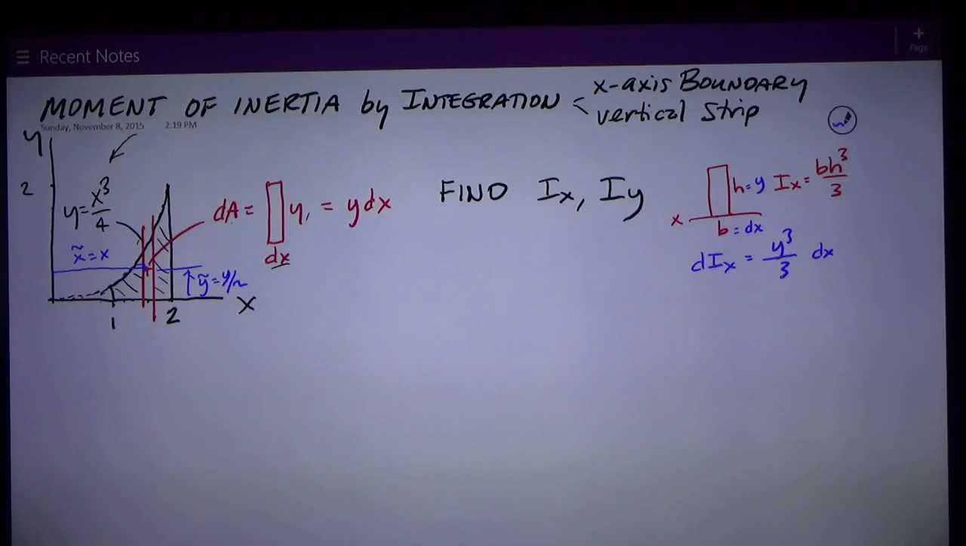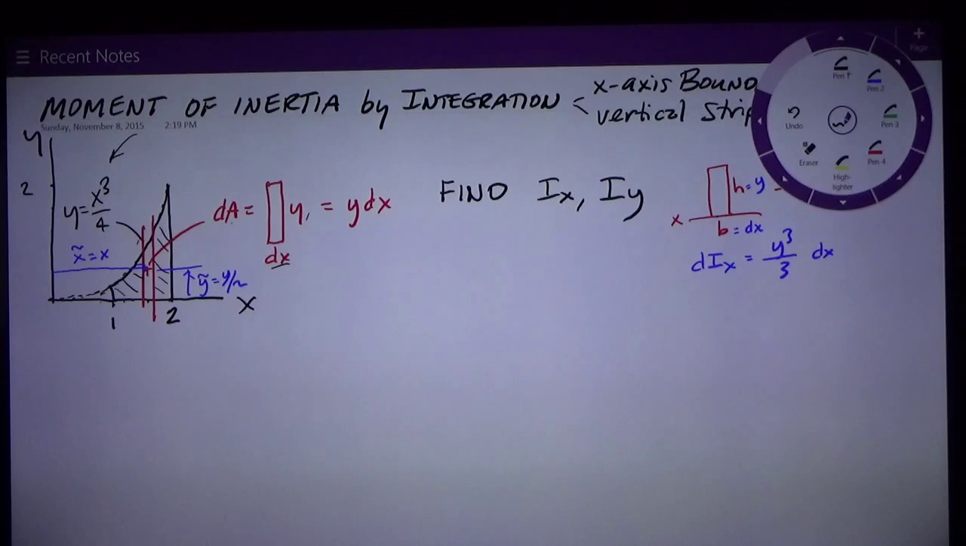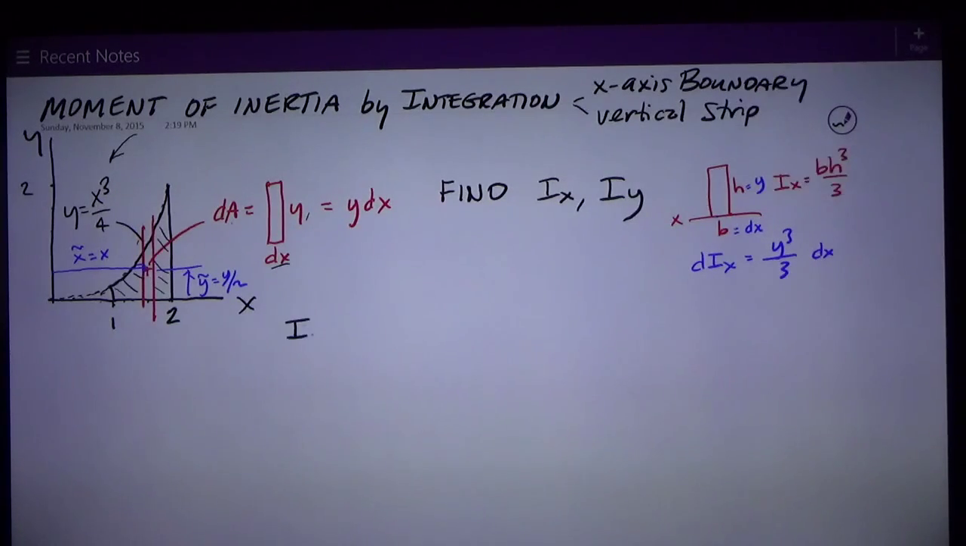So this is kind of a trick, but it's really just a simplification that makes this problem easier. Ix is really equal to the integral of y tilde squared dA, but that involves the parallel axis theorem, so we're going to use a simplification. We're going to say it's the integral of dIx, which is equal to the integral of y cubed over 3 dx.